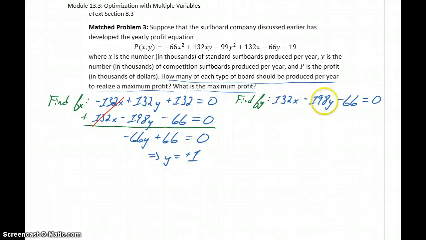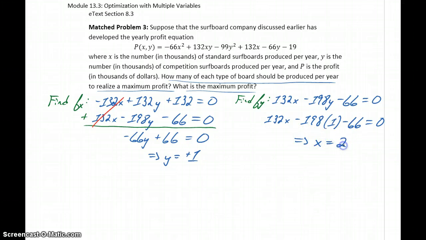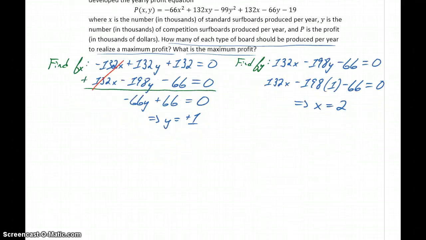Once we know that Y equals positive 1, we can substitute that back into either of the two original equations. We'll substitute it into our derivative with respect to Y. So we get 132X minus 198 times 1 minus 66 equals 0. And then we're just solving for X, which should yield X equals 2. Now, keep in mind that these values for X and Y are in thousands, so we're not saying we should produce 2 boards, we're saying we should produce 2,000 boards, 1,000 boards, possibly.